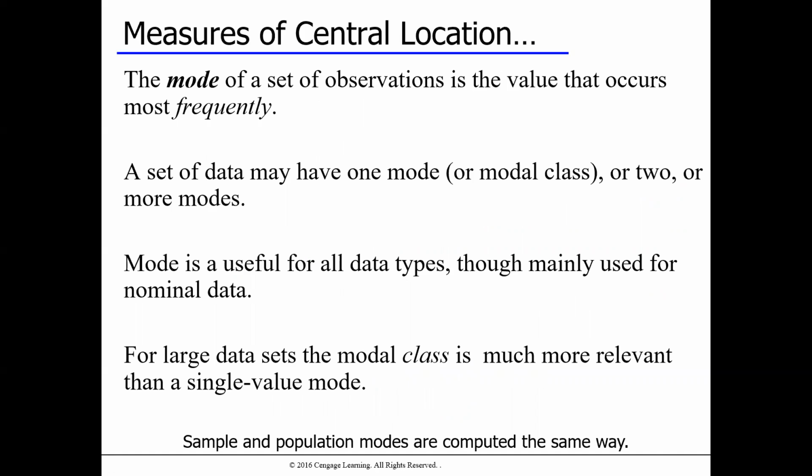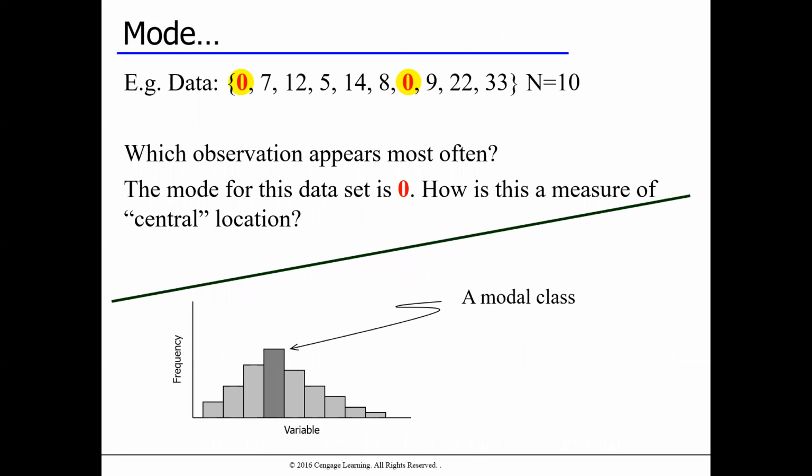So the mode is, as I already told you, if you have a data set and you see any particular observation repeating, that will be the mode. Mode is very much useful for nominal data, as I already gave you the example. Sometimes there will be a single mode and sometimes there might be more than one mode. Let's see this example. There are 10 observations and I can see from the data that 0 is a number which is repeated 2 times. So mode is 0 here.